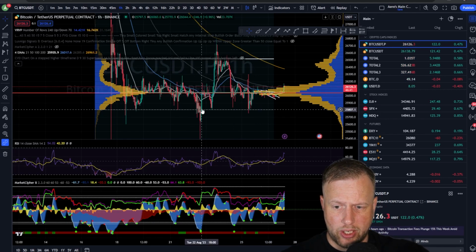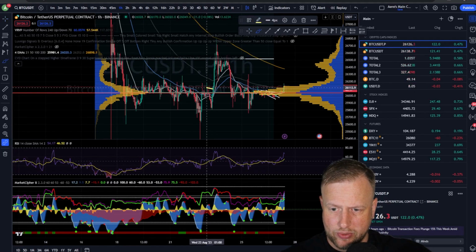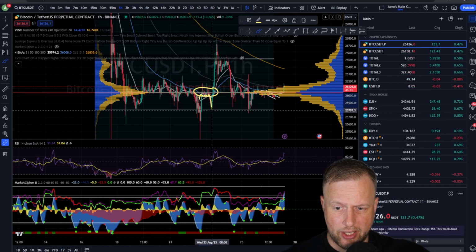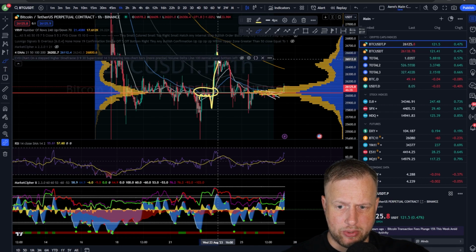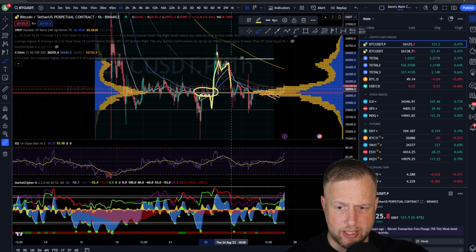But you can see where the POC, I mean, just look at this, right? Smashed into it, couldn't crack through it. So this acted as resistance, fell back to the value area low. Finally cracked through it. Looked like we could get a breakout. Didn't happen. Retested, came back in, retested the value area high here, lost it.